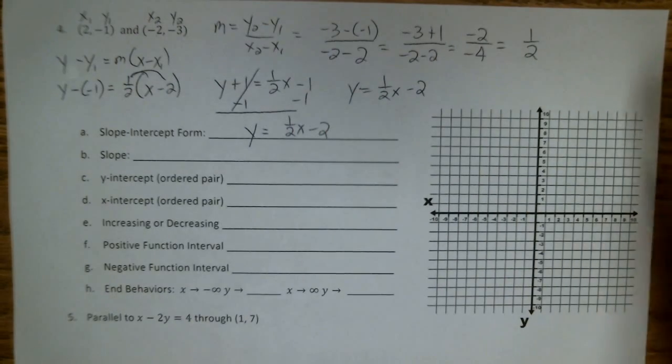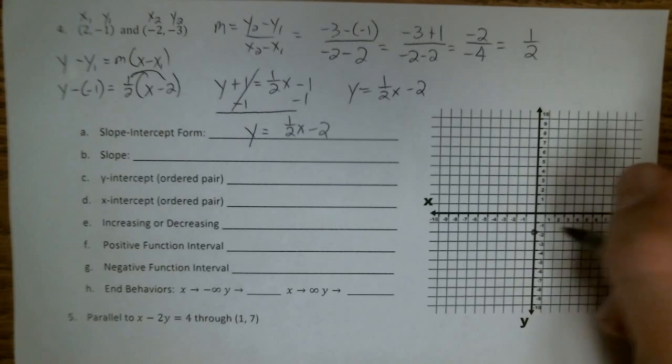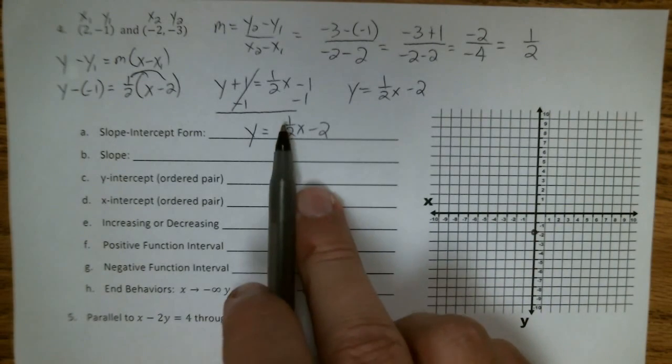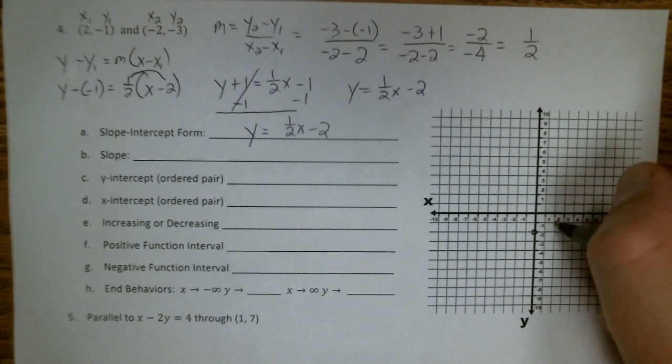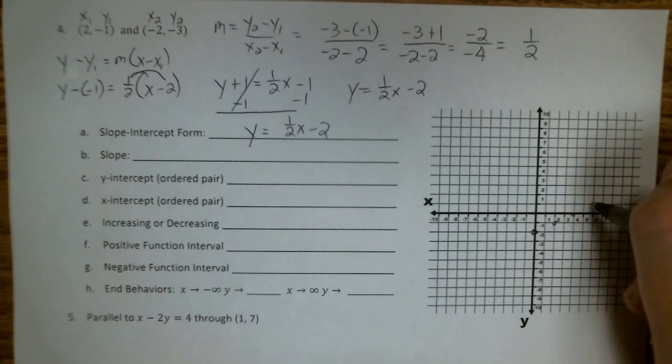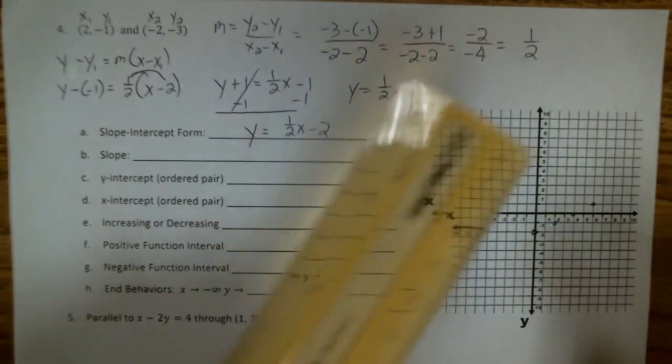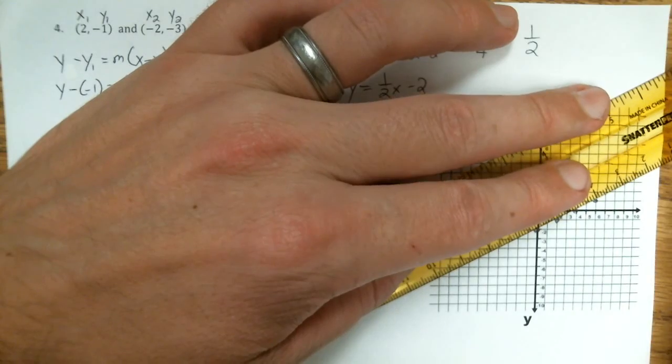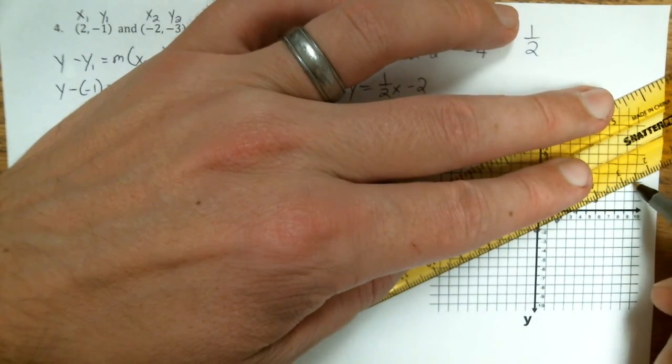So let's go ahead and graph that. I'm going to go to the y-intercept of negative 2. My slope is positive, so I'm going up, right. So I'll go up 1, right 2, up 1, right 2, up 1, right 2. And I only need to draw a few points, and I can play the connect the dot game.